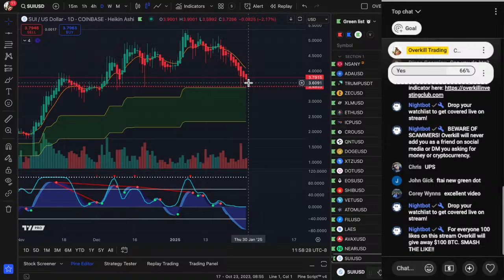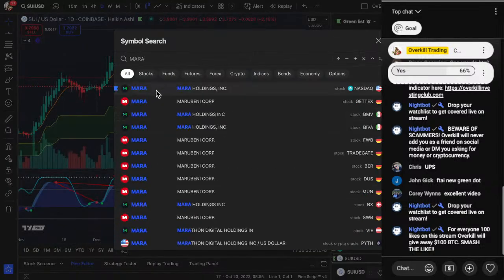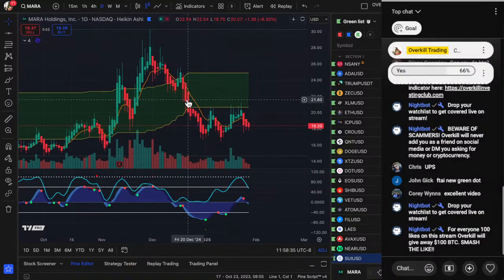I like this big sell-off. Just wait for the green dot here. Corey says Mara stock, and I'm taking chart requests from chat too, guys. So if you guys got those, just drop them in chat. I'd be happy to look at your chart for you.